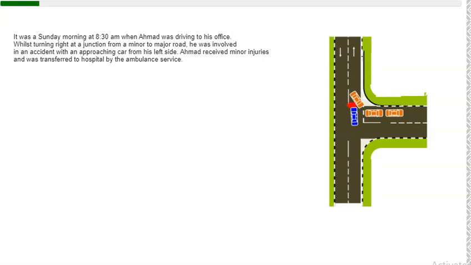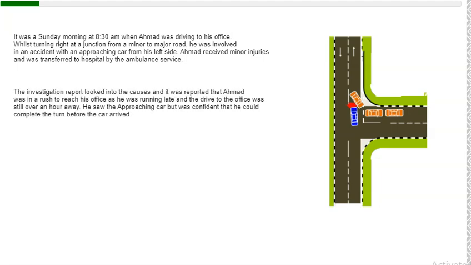Ahmed received minor injuries and was transferred to hospital by the ambulance service. The investigation report looked into the causes and it was reported that Ahmed was in a rush to reach his office as he was running late and the drive to the office was still over an hour away. He saw the approaching car but was confident that he could complete the turn before the car arrived.